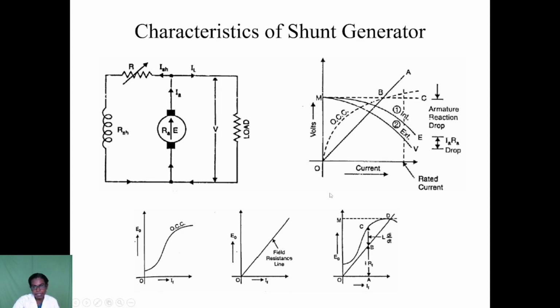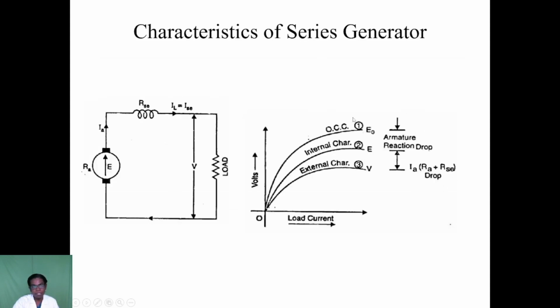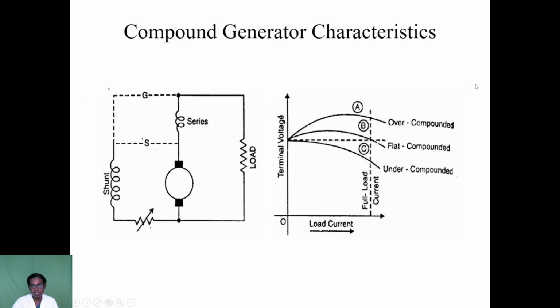And the external characteristics: the voltage increases gradually, and the current is constantly increasing. And then the internal characteristics: the armature reaction drop is across that voltage drop. And then the characteristics of the series generator are the same as those of the previous shunt generator.